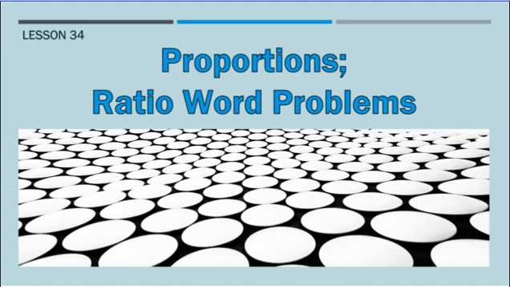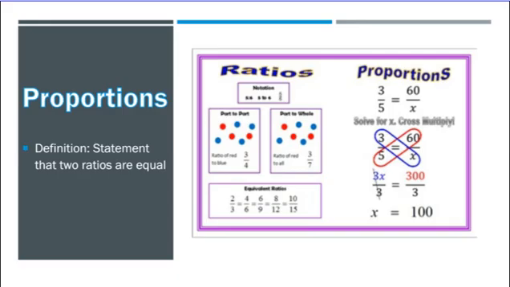Lesson 34, proportions and ratio word problems. So first off, what's a proportion? A proportion is just a statement that two ratios are equal. And so right here you can see proportions. So 3/5 is equal to 60 over x. So you have proportions where you have the equal sign in between.